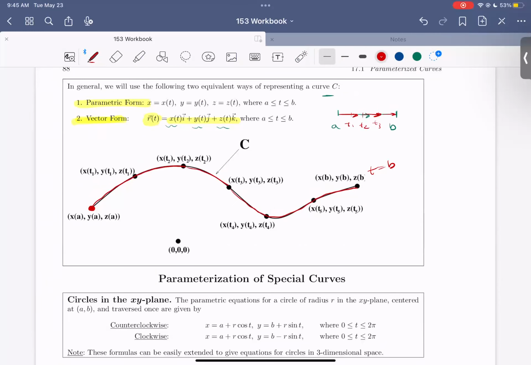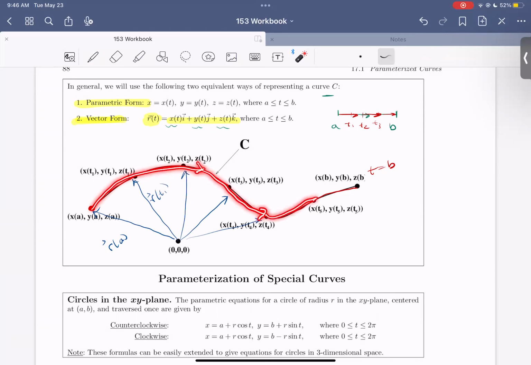Okay. So now another way we can think about this is, of course, in the vector form. So rather than thinking of these points, we can think of, well, at the start, we get a vector. So that's r of A. And then we get these other vectors, r of t1, etc. So often we think of parametrized curves as being drawn out in this way, but we can also consider that at any point we have a vector from the origin 0, 0, 0.